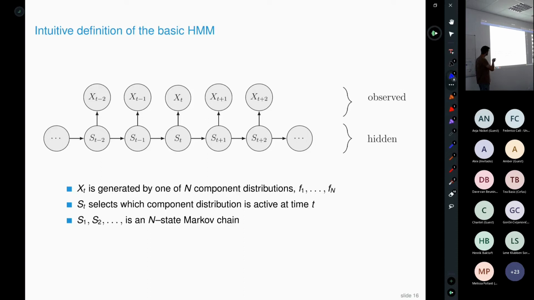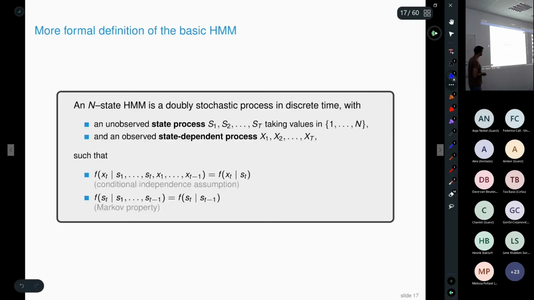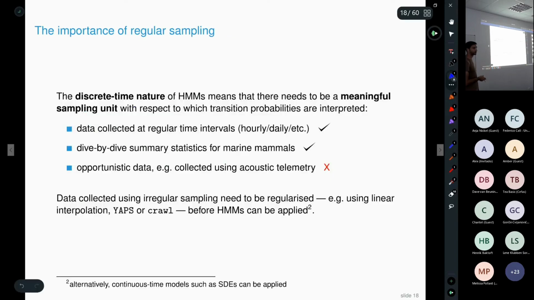One component of an HMM is these distributions, and these arrows here are the transition probabilities. There's another slide with a more mathematical definition, but I'm going to skip that here, because to understand what an HMM is, you don't need the more mathematical definition. It's there for completeness if you want to know about it.